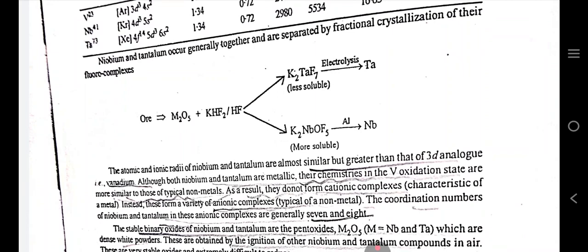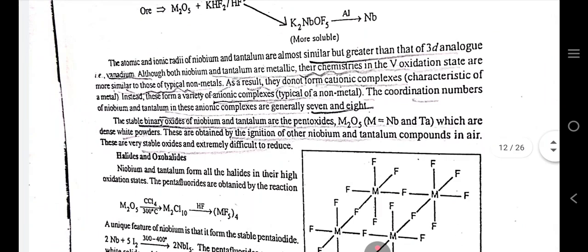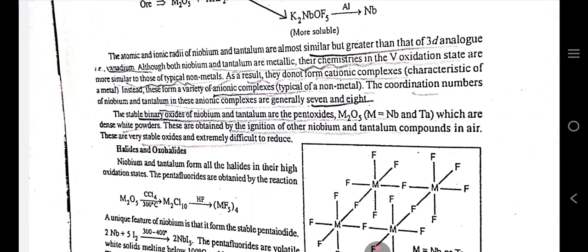Niobium and tantalum generally occur together and are separated by fractional crystallization of their fluorocomplexes. The atomic and ionic radii of niobium and tantalum are almost similar but greater than that of the 3d analog, vanadium. Although both niobium and tantalum are metallic, their chemistries in the +5 oxidation state are more similar to those of typical nonmetals. As a result, they do not form cationic complexes characteristic of a metal.